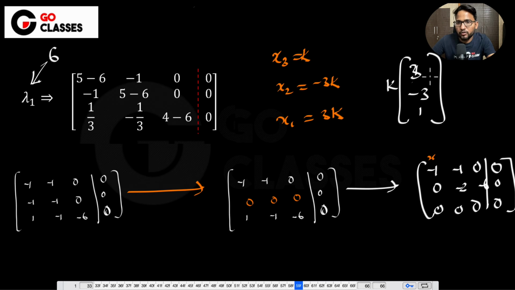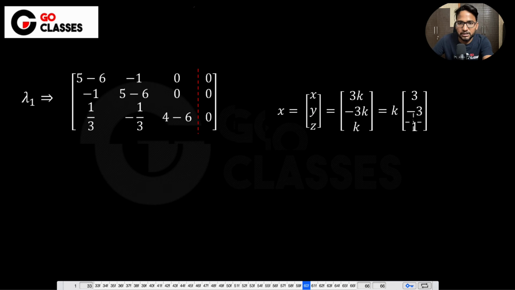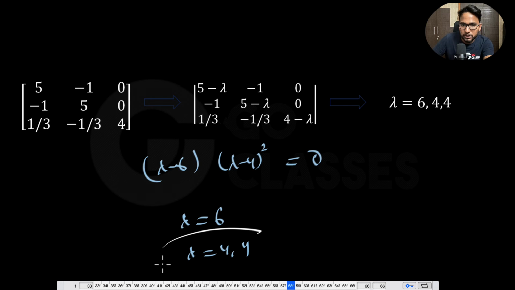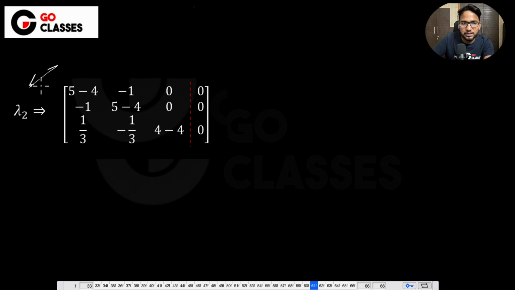So finally you got a vector which is the eigenvector corresponding to lambda equal to 6, which is 3, minus 3, 1. Let me check the answer. Yeah, 3, minus 3, 1, right? Easily you can get this eigenvector. Now we got two eigenvalues, one is 6, another one is 4, and 4 is repeating 2 times. So let's just see the eigenvector corresponding to 4 also, right? So let's calculate the eigenvector for lambda 2 corresponding to 4. 4 is repeating 2 times, that is perfectly fine. It's not an issue, but let's just do it, okay?